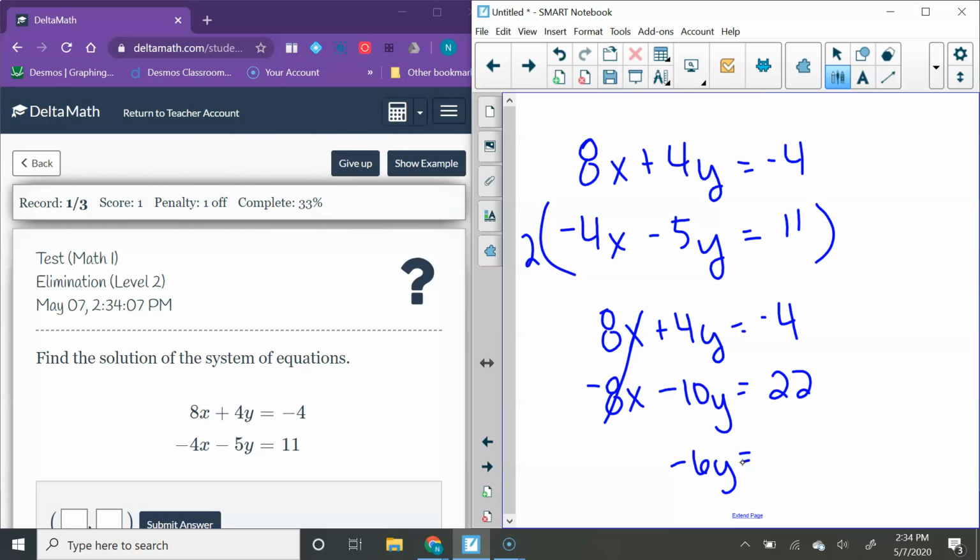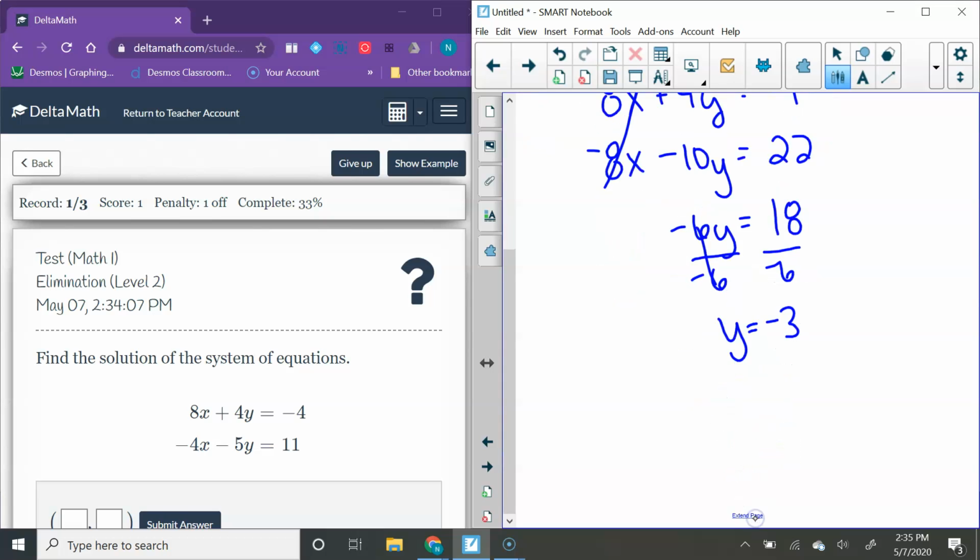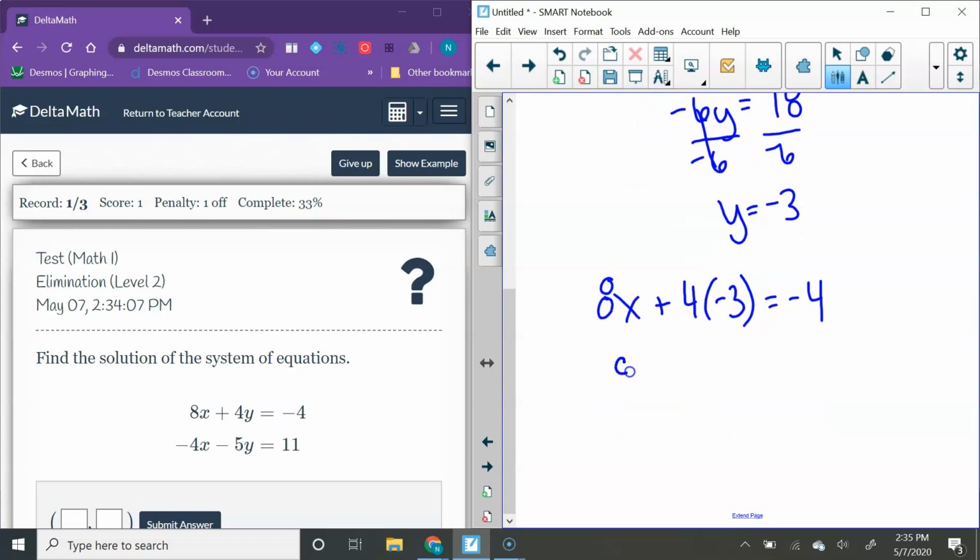Negative 4 plus 22 is going to give me 18. And then I'm going to divide by negative 6. So y equals negative 3. Okay, so that's my y coordinate. I'm just going to plug back in here. So 8x plus 4 times, instead of y, I'm going to put that negative 3 I just found, equals negative 4. And so 8x minus 12 equals negative 4.